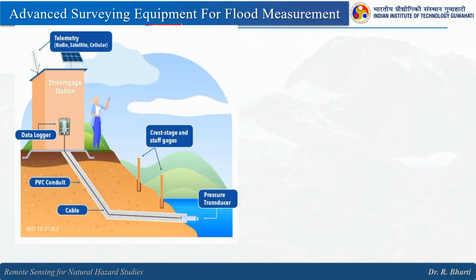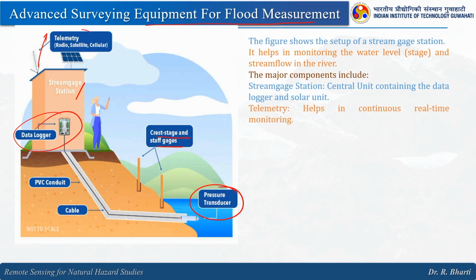So, advanced surveying equipment used in flood measurement. Here you have the pressure transducers, right, which is connected through cable, and we have the data logger, and then crest stage and staff gauges, right, and it goes to this station and then it will be relayed, that means it will be transmitted. So, this will help to intimate the people living in that particular area that the river is going beyond this particular level. So, we should be careful, right.